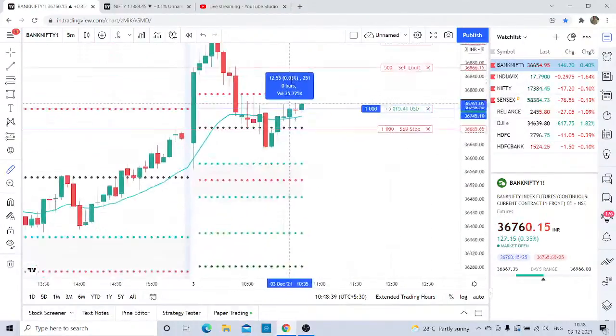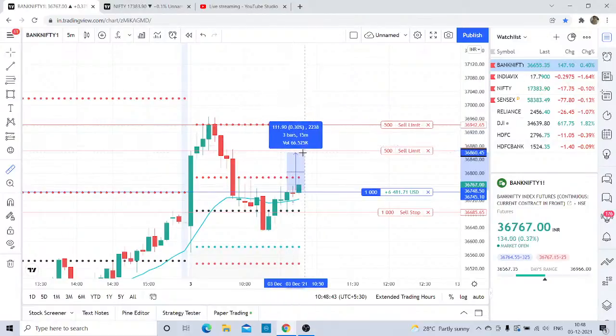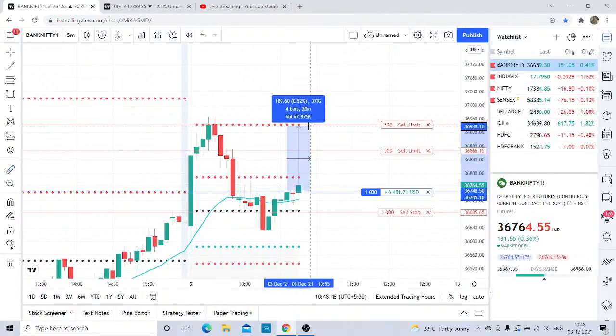To here, let's see how many points we can get. From here to here, 117. From here to here, approximately 189 points we can expect. 189. Let's see. 193 points precisely.